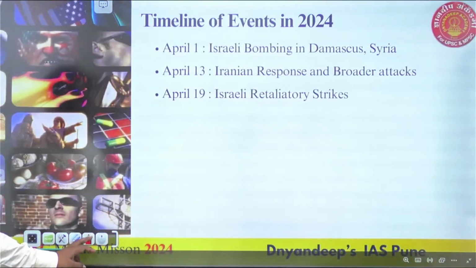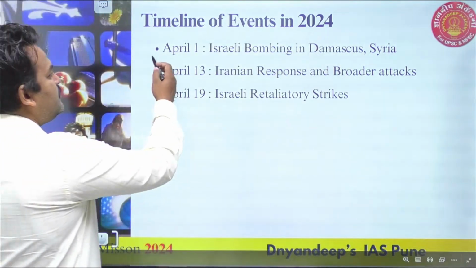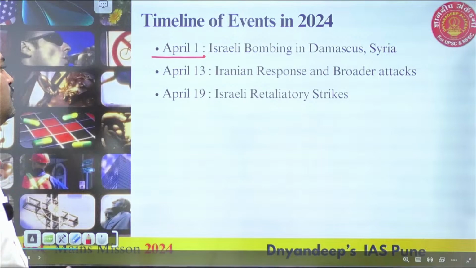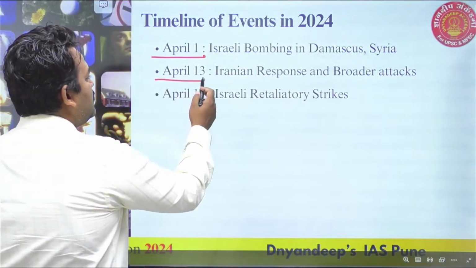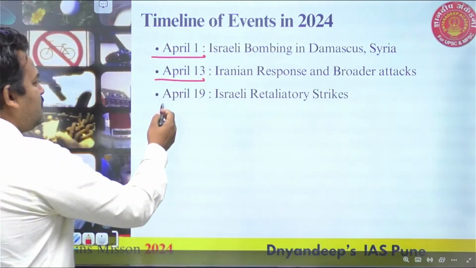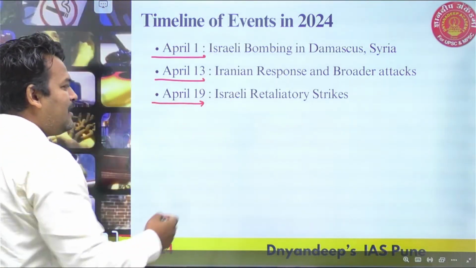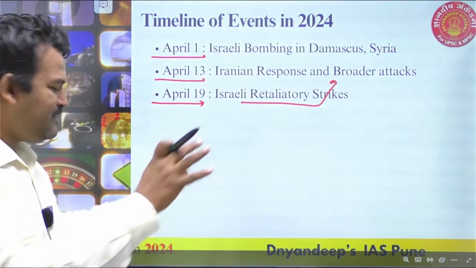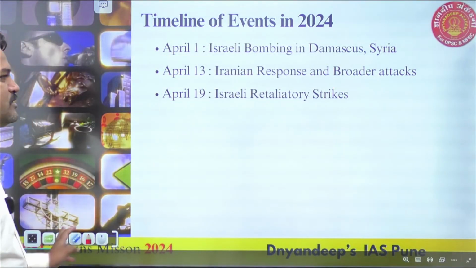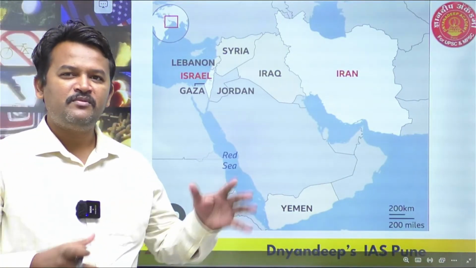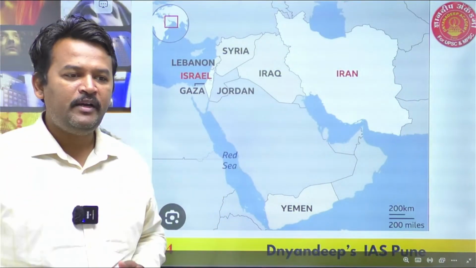On April 1st, 2024, Israel bombed Damascus in Syria. After that, on April 13, Iran responded with attacks on Israel. After that, on April 19, Israel retaliated to these attacks with strikes. So that is what happened. We are not going to discuss what the issues are between those two countries, but we are going to discuss how it will impact India's overall interest.